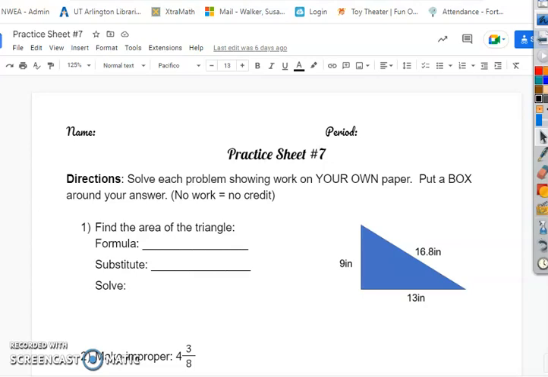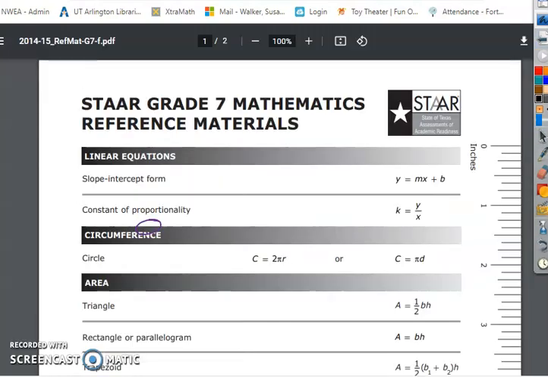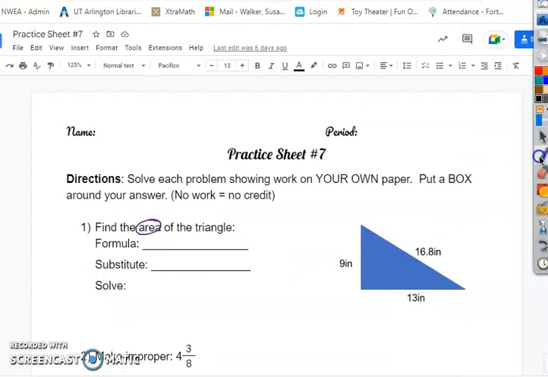So number 1 is talking about area of a triangle. Remember, when we see area, we want to make sure we use our formula chart. So your formula chart should be out. Area, triangle, half BH. Remember, we always start with our formula, okay?